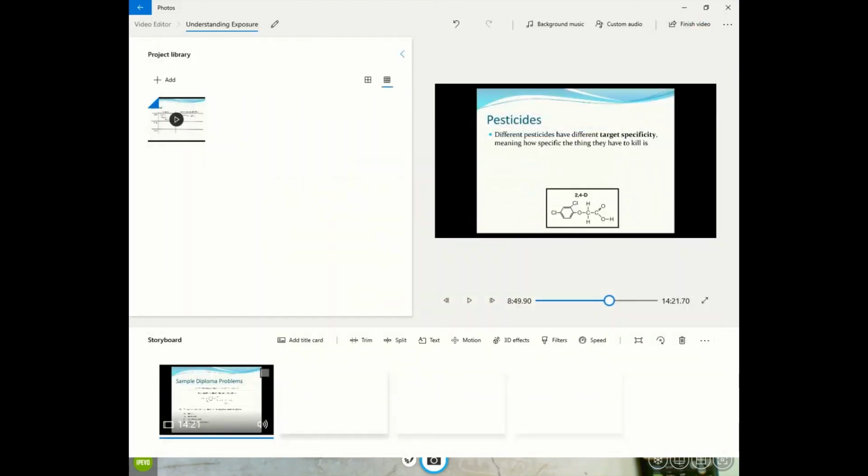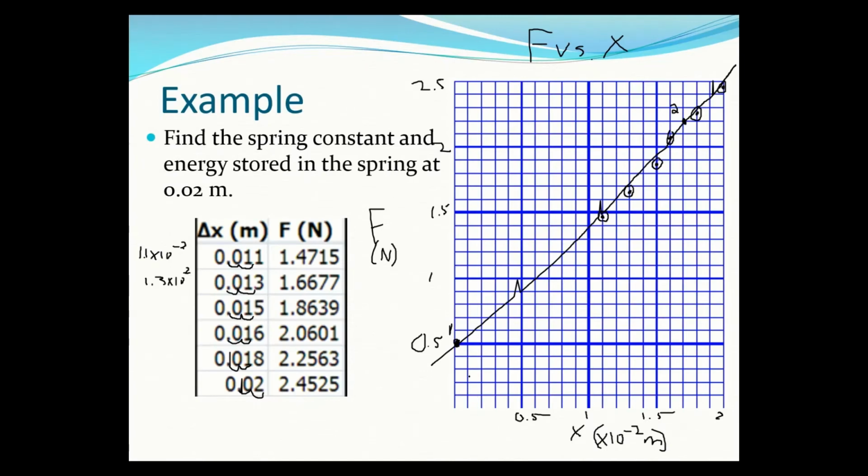And if we take a look at our units, the units are times 10 to the negative 2 meters, right? So we have to put those units on there because it's not 1.7, it's 1.7 times 10 to the negative 2.